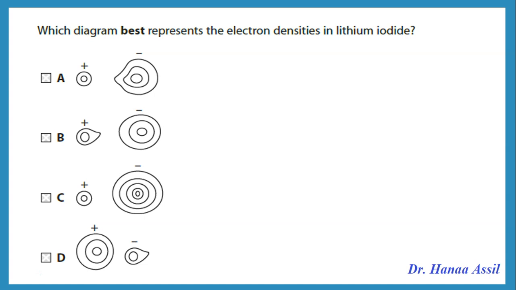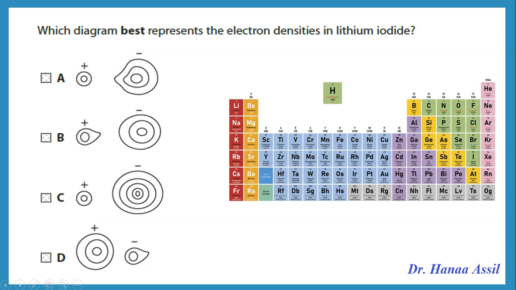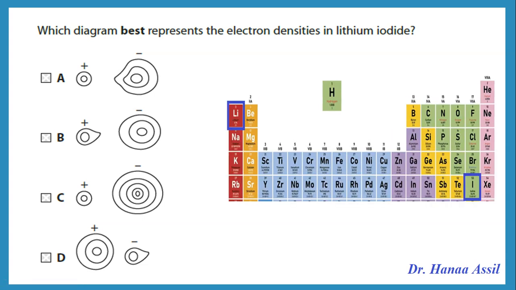This question says which diagram best represents the electron densities in lithium iodide. Again, if you look at the periodic table, lithium is in group 1 and the iodide ion is large. Therefore, there will be ion polarization, so the electron cloud around the negative ion would be slightly distorted towards the positive ion. Remember, it is the negative that is distorted, not the positive. So this would be the representation for the electron density maps.